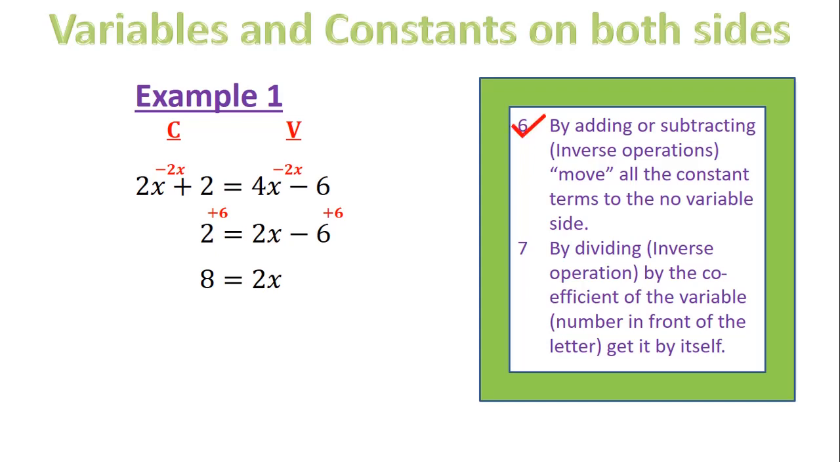Step 6, done. Step 7, by dividing by the coefficient of the variable, get it by itself. So in this case, my 2 is in front of x. So what do I need to do? I need to divide both sides by 2. 8 divided by 2 is 4 equals, and then 2x divided by 2 is just x. Step 7, done. And this means that 4 equals x is my final answer.